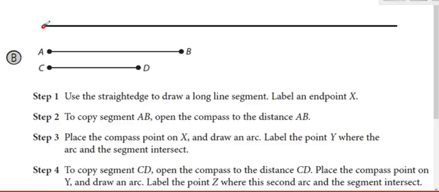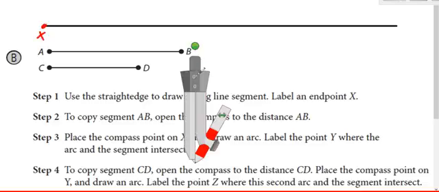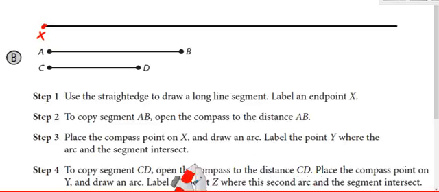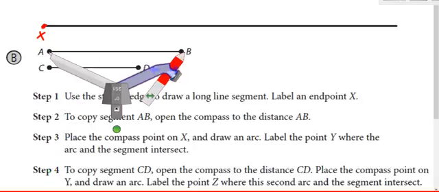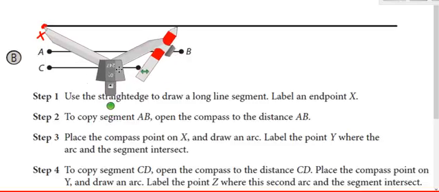Label one of the endpoints X. Then we're going to grab our compass. Put the point on A first, and then we'll stretch it all the way out to B. And now we've got that length saved. We just have to take it and copy it up to the top.